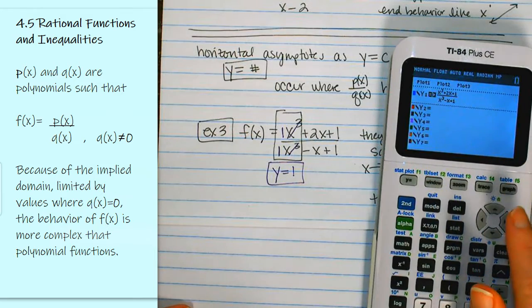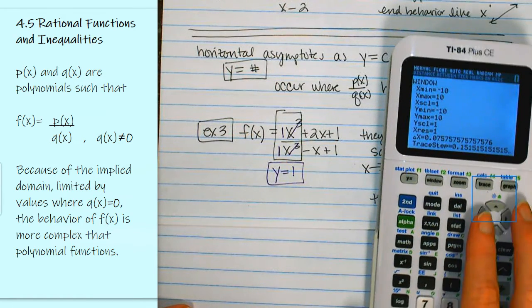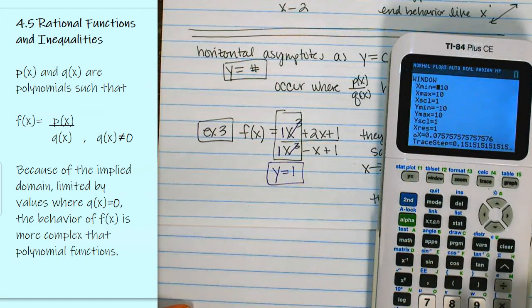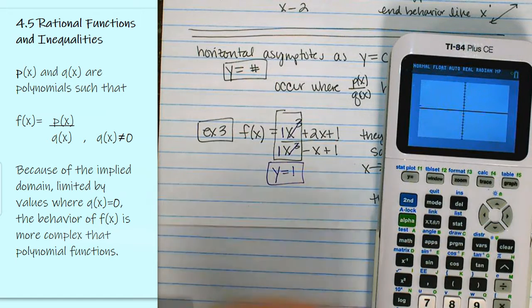So I want to do two things. I want to look at my window and I want to make my x values really big. I'm looking at x going to infinity. So let's put in negative 100,000 and then positive 100,000. There we go. So first I'm going to graph this and let's see what it looks like. It looks like a straight line all the way through. I can't even see the middle behavior that we saw on the other graph a minute ago. I can't see it at all.